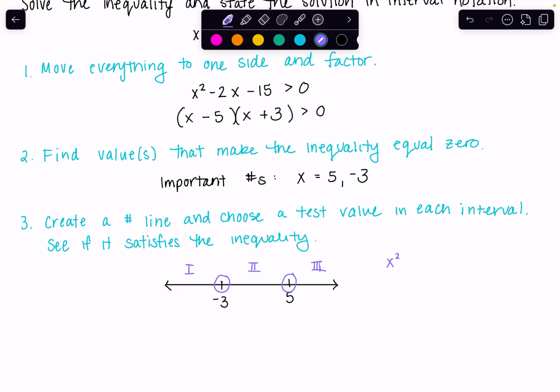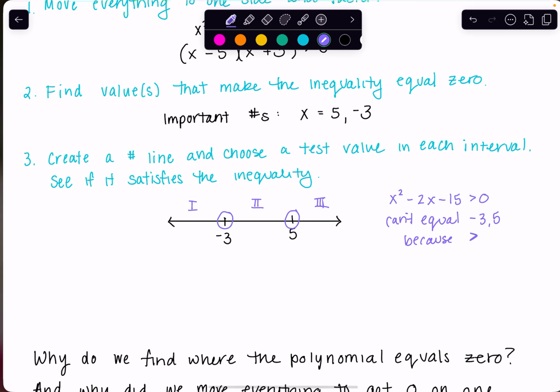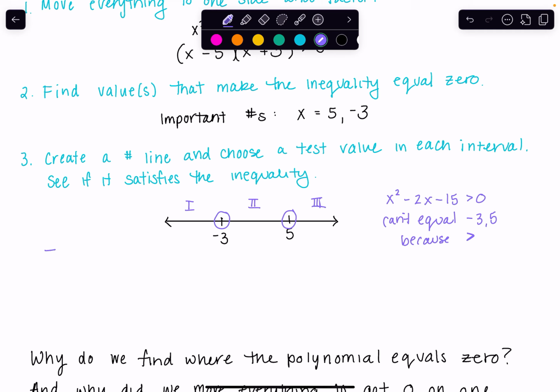What I'm looking for is x squared minus 2x minus 15 greater than 0, and we can't equal negative 3 and 5 because our sign is the strict inequality. We cannot equal 0. Okay. So I need to pick something from interval 1, and I'm going to see, does that work? And so I need a number here to the left of negative 3. You have freedom to pick whatever you want. Don't pick a huge number, but we'll pick negative 4.